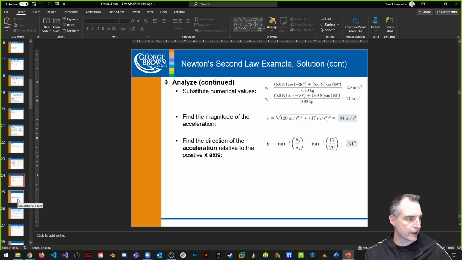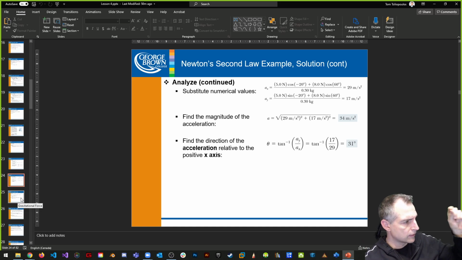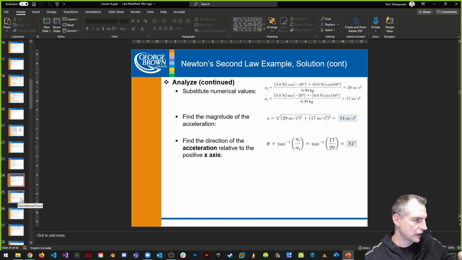Yes, we use Pythagorean because we have acceleration on both the x and y axis. And if you think about this, we're calculating the next pixel in this case, if you're looking at it from a game perspective. The next pixel, where we're going to move our particle to.